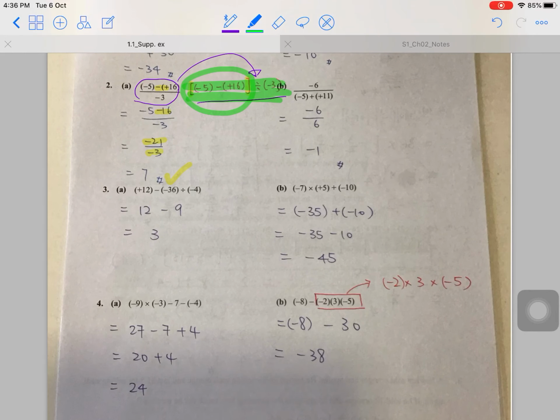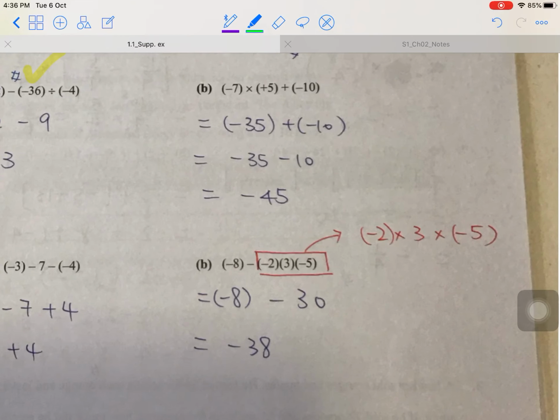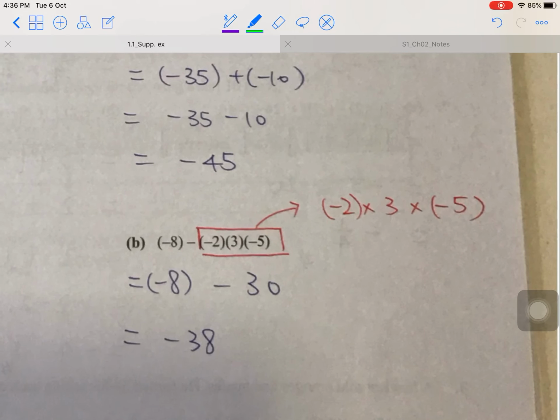The next question I want to talk about is question 4B. Question 4B here. Maybe you may think it is a little bit strange, right? So -8 minus, okay, you got 3 brackets there, -2, 3, and -5.